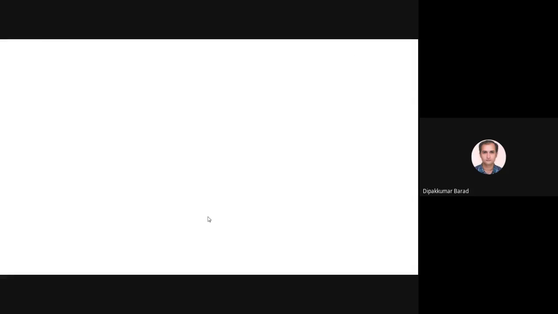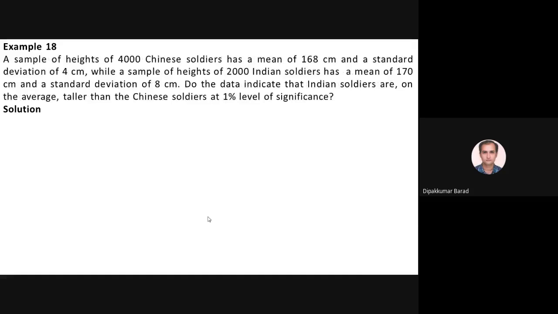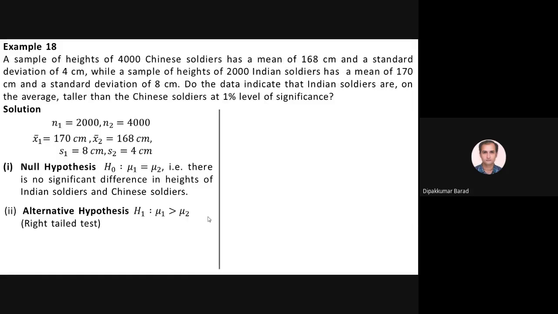Yes, this is the right tail. Right tail test. Yes, of course, because see, alternative hypothesis is a complement of the null hypothesis, and null hypothesis generally we assume as a rejection of our claim, and our claim is that the data indicate Indian soldiers are on the average taller than the Chinese soldiers. So for Indian soldiers we have considered sample size n1 and mean x1, so the population mean we call μ1, which is greater than the Chinese soldiers mean, greater than μ2. It means our alternative hypothesis is accepted. Okay, right tail, you are just answering.